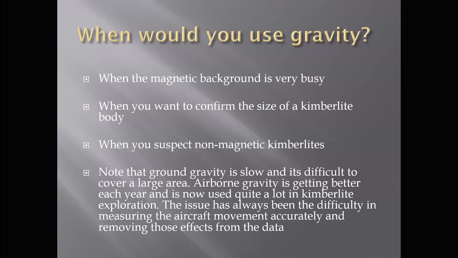Airborne gravity is getting better each year, and we know that De Beers used a Zeppelin, and we know that you can now fly airborne gravity gradiometry with aircraft platforms, and it's starting to be used quite a lot in kimberlite exploration. The issue has always been the difficulty in measuring the aircraft movement accurately, because that's an acceleration, and the gravitational force is essentially acceleration. So you have to know exactly what your aircraft is doing. Hence, we use the gradients. It's much easier to work with gradients than total field.